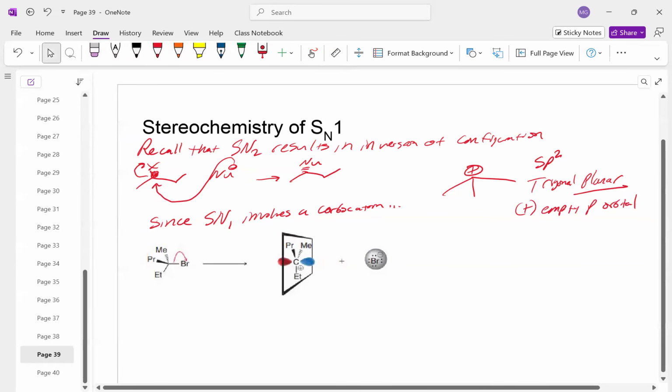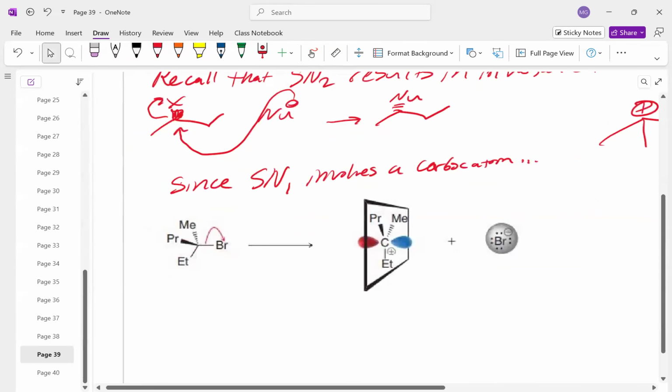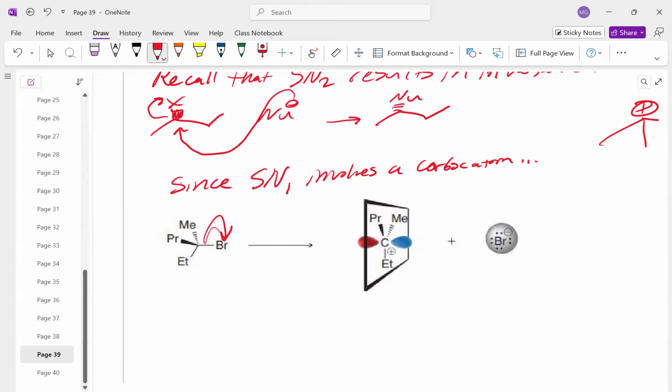So how does this affect stereochemistry? Let's take a look at this reaction here. First step, leaving group leaves. And that creates a trigonal planar intermediate. This is kind of rotated to imply that all of these atoms here are in the same plane. It's flat.